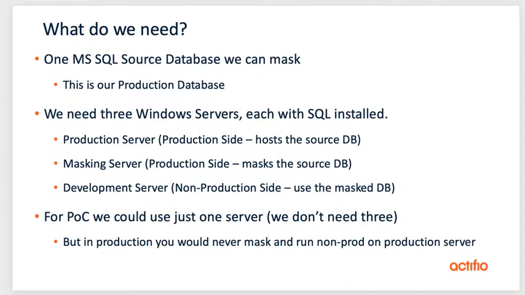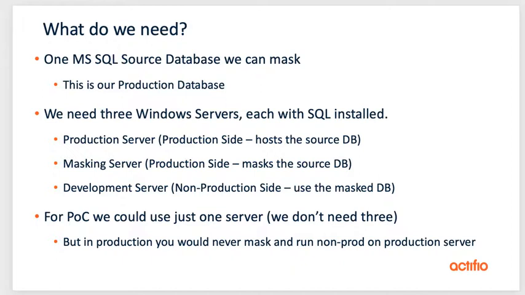Obviously, what we need is a production database we can mask. This is our source database. In a production environment, we would need 3 Windows servers, each with Microsoft SQL installed. We'll make a point: they should have the same version of Microsoft SQL, or as we go up, we should increase the version. So you should not try and take a database from an up level to a down level, but you can take it from a down level to an up level.